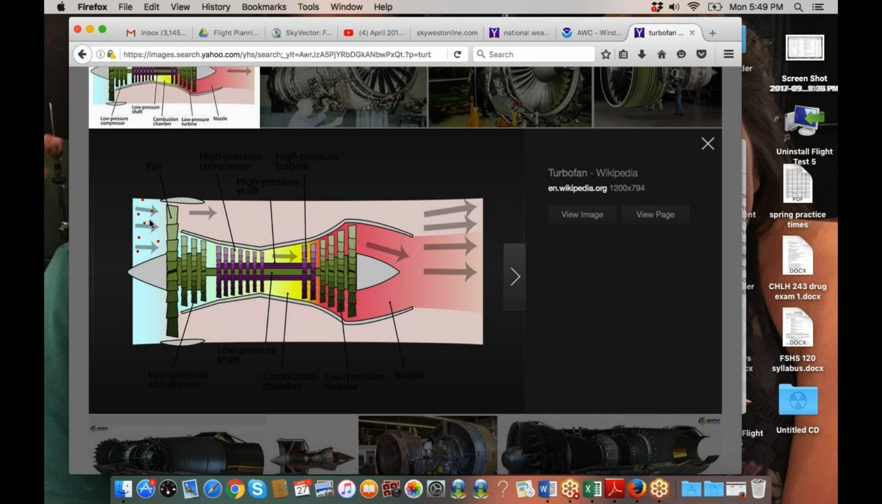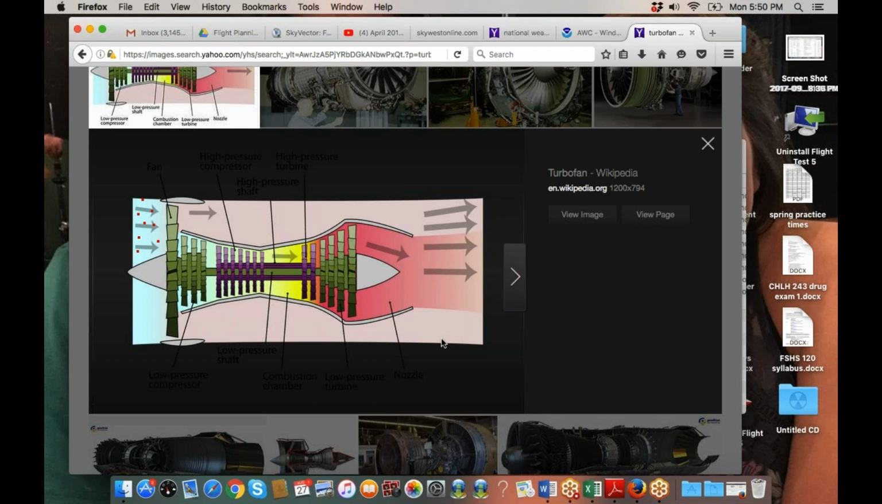Especially if you guys have ever been in a place where it's humid, you just feel like you're swimming through jello. But if we don't get much air into the engine, we can't get much air to explode in here, and we can't get much air to push back out of the back to give us a lot of thrust.